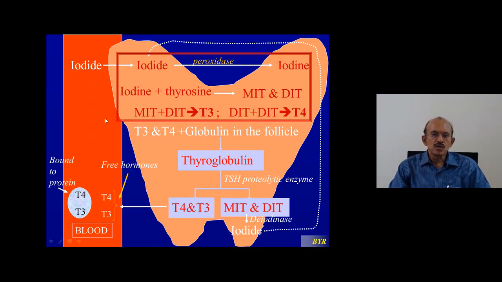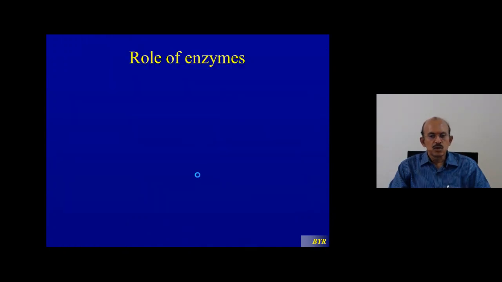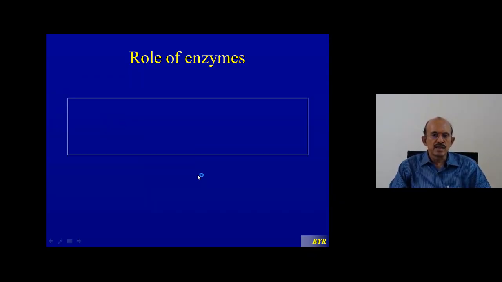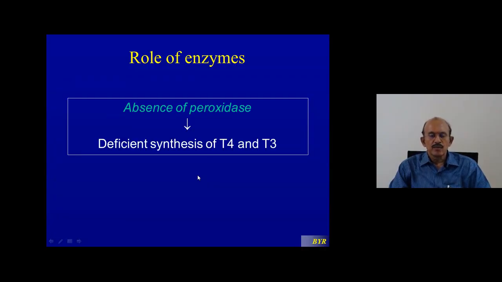So here most of the steps are under the control of thyroid stimulating hormone. So there are two enzymes in the synthesis of thyroid hormones. One is the peroxidase enzyme. The other is the deiodinase enzyme. If peroxidase enzyme is absent, there will be deficient synthesis of T4 and T3.